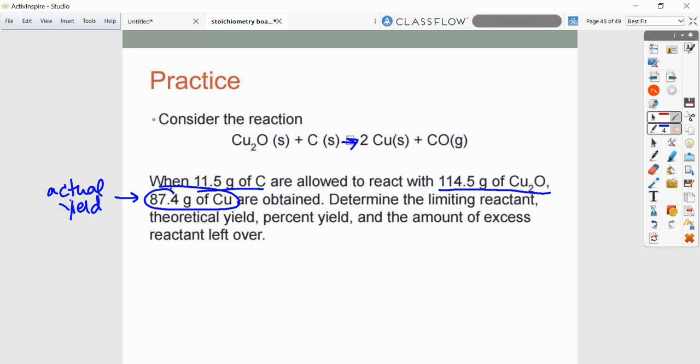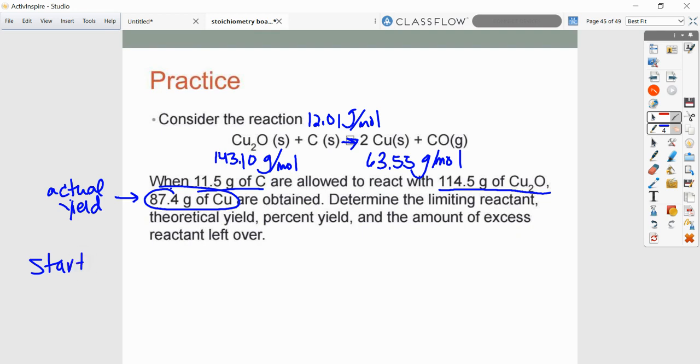Let me go ahead and give you some molar masses. Copper 1 oxide is 143.10 grams per mole. Carbon is 12.01 grams per mole, which you would know. And copper is 63.55 grams per mole. So start by looking at the limiting reactant.